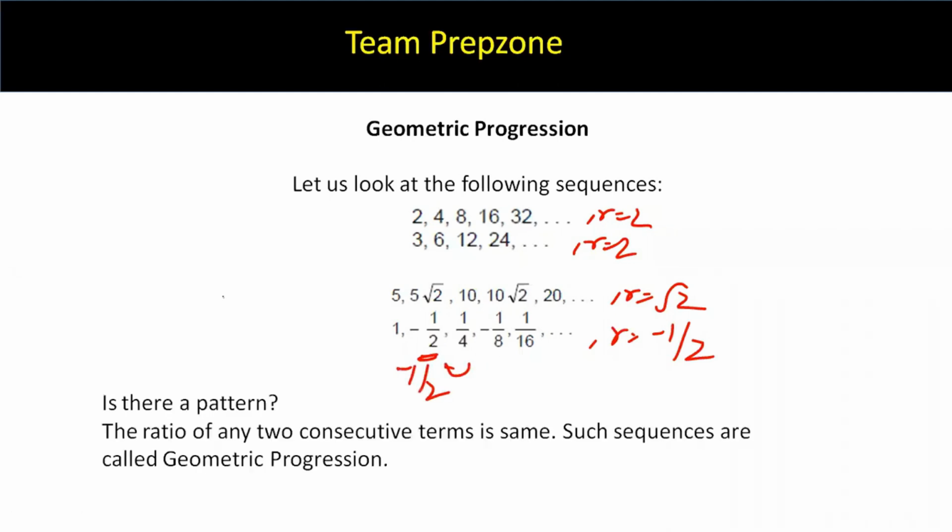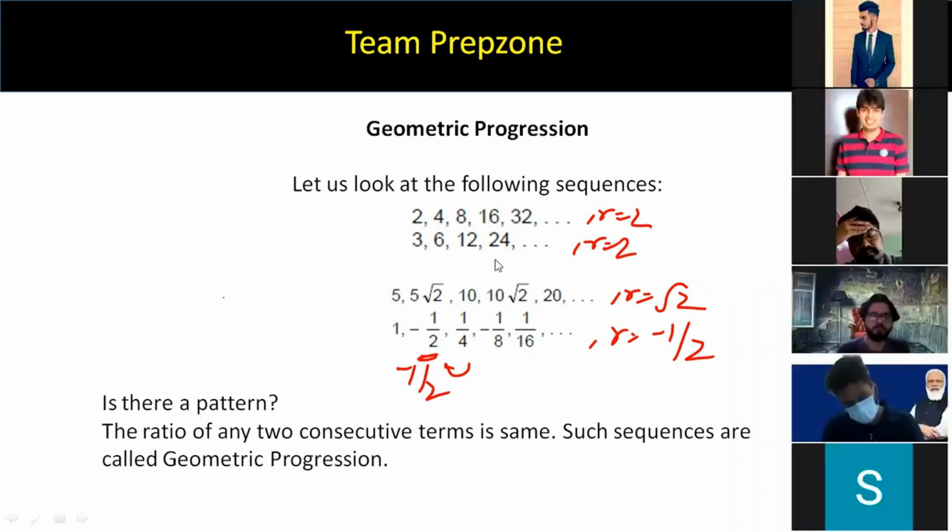So what is the pattern? The pattern is that the ratio of any 2 consecutive terms is same. And such sequences are called geometric progressions. ठीक है, arithmetic progression में क्या था? It was consecutive difference between 2 terms. यहाँ पे क्या है? It is ratio.